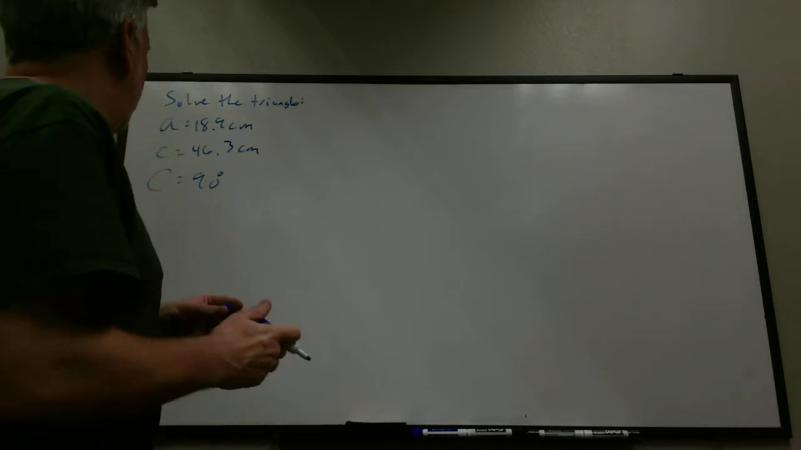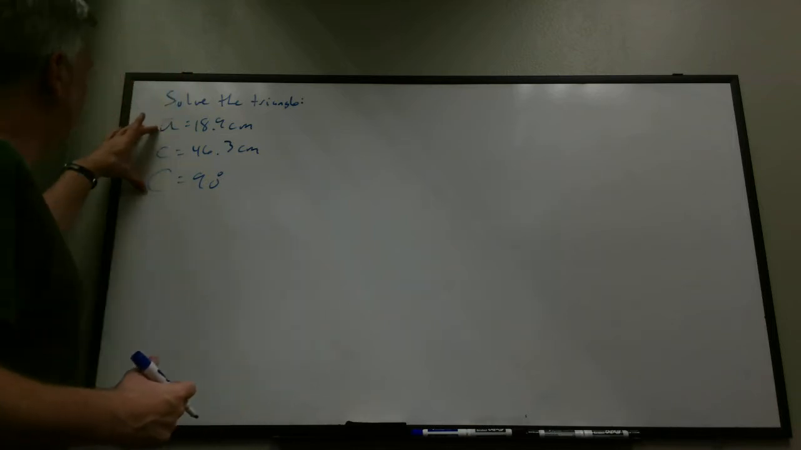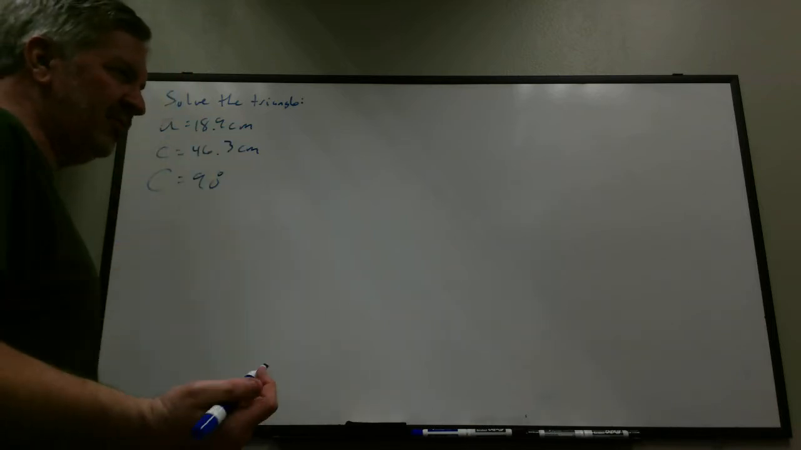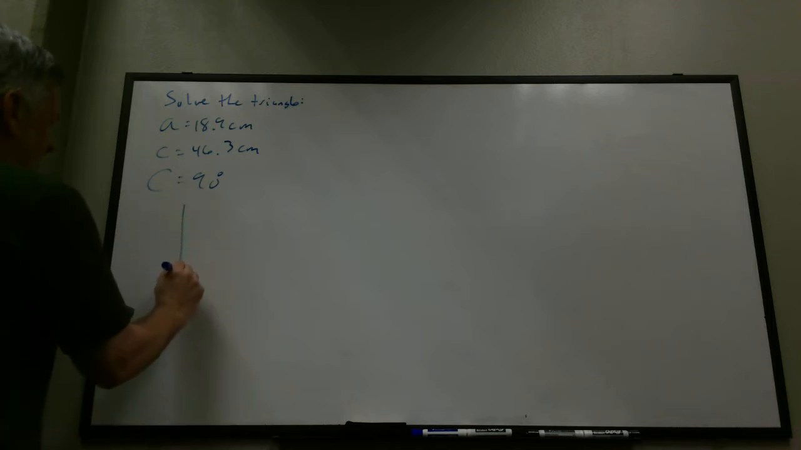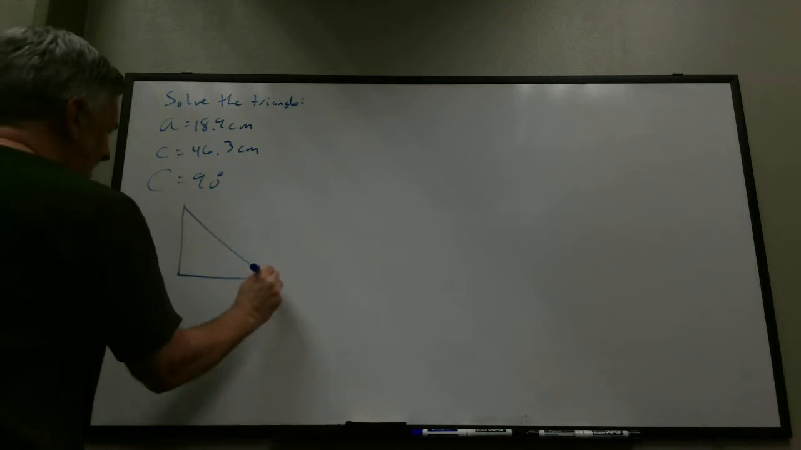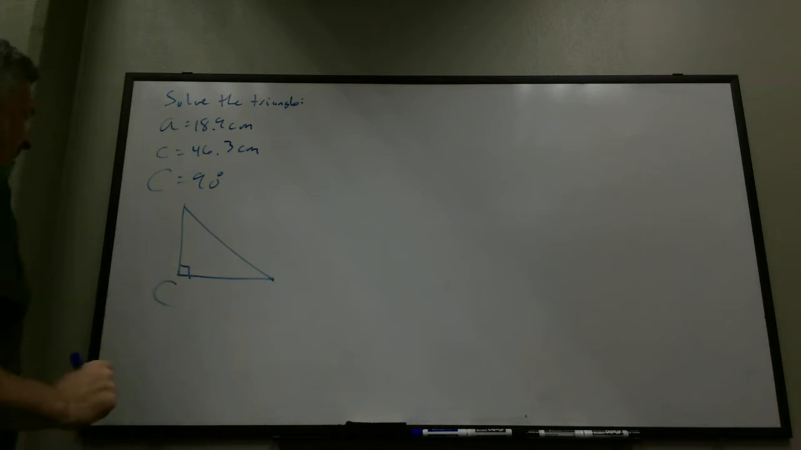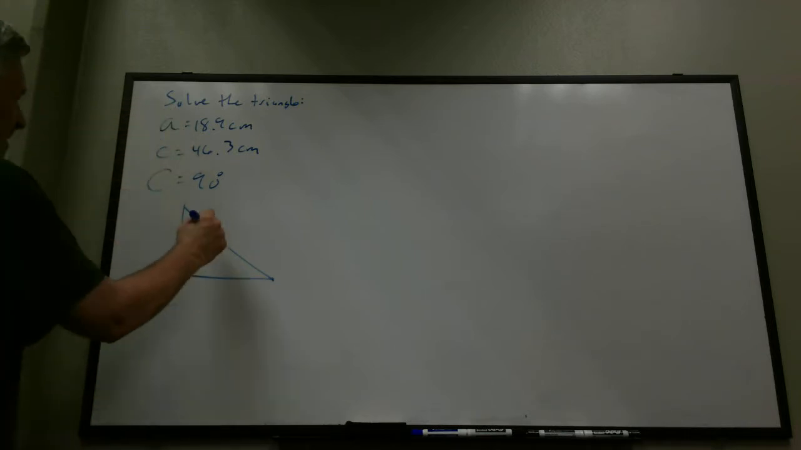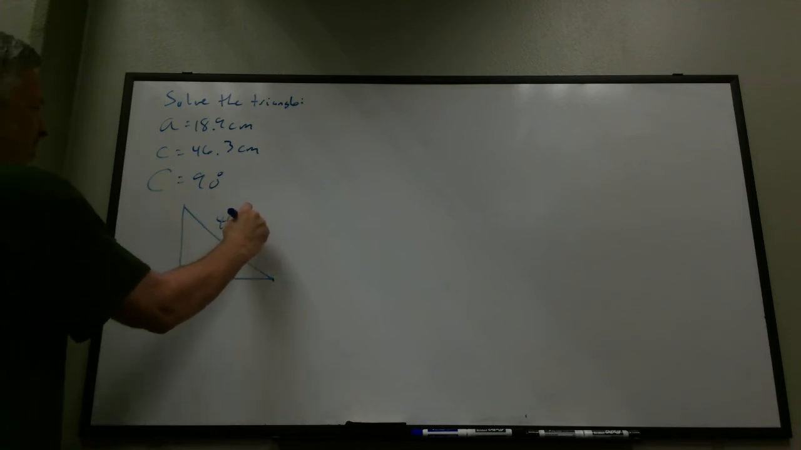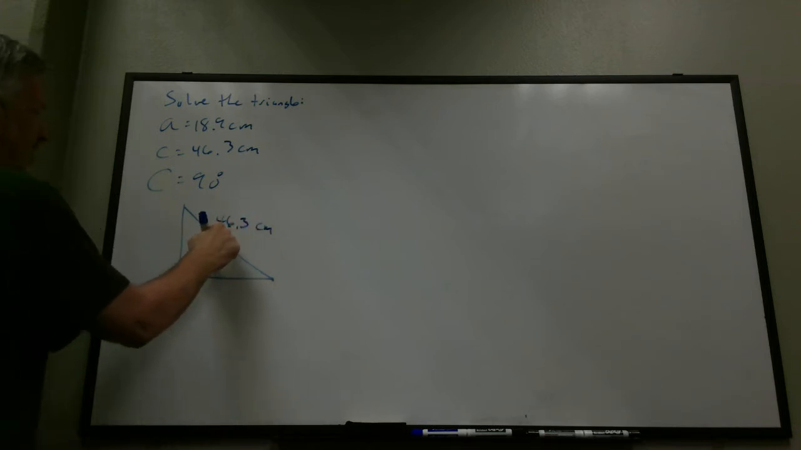It might be helpful to draw a little picture. Notice when they use this notation, they don't have to give you a diagram, you can figure it out. So since C is 90 degrees, you know this is a right triangle. I'm just drawing a triangle, not to scale. So capital C is 90 degrees. Remember, little c is across from capital C. So little c is 46.3 centimeters.